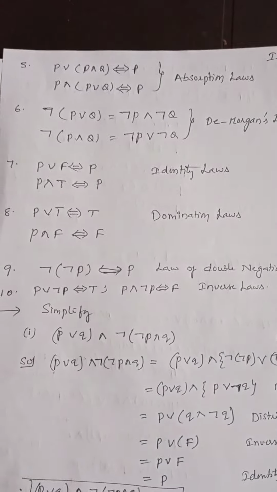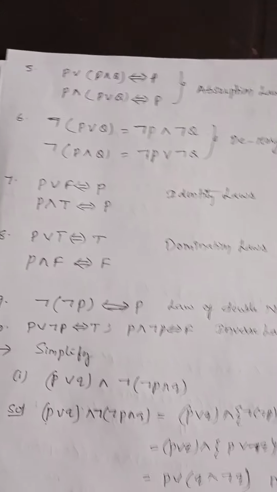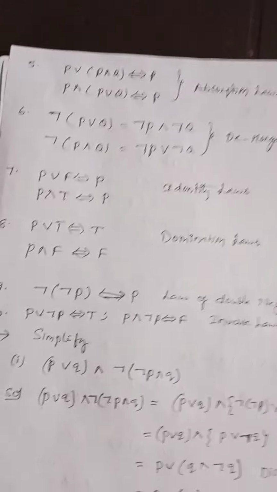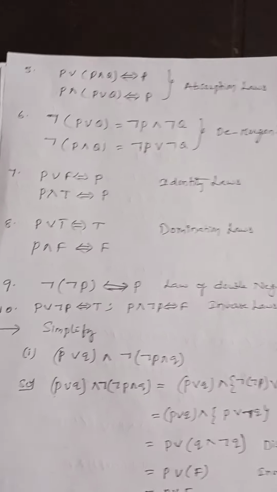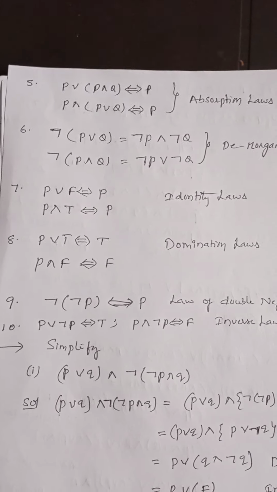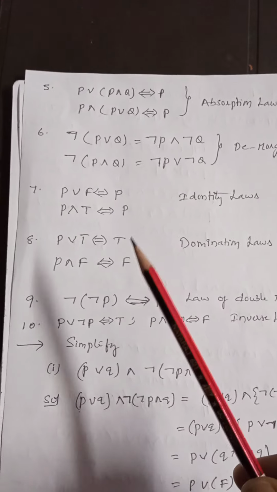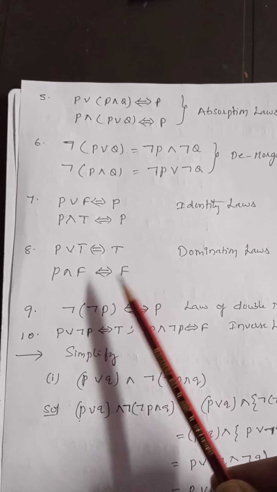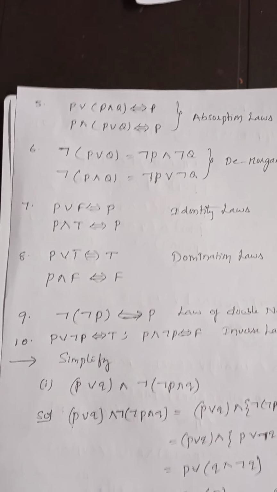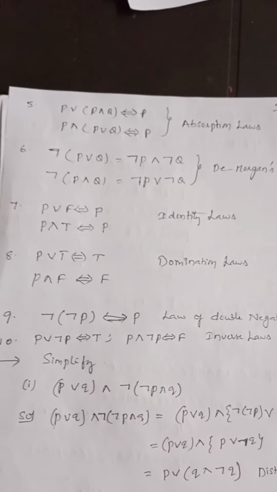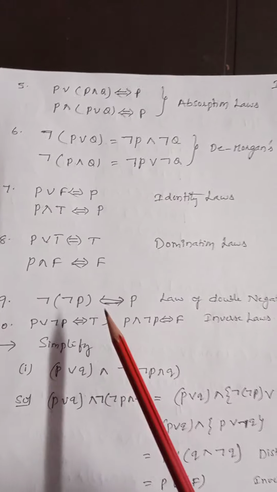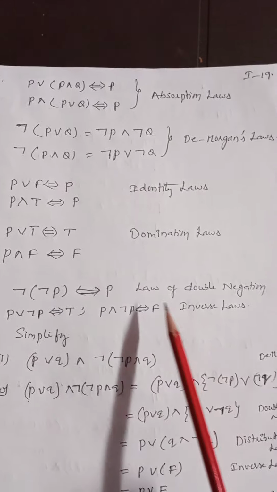Next, identity laws. P or false is always equal to P. P and true is always equal to P. Right? Now, P or T is equal to true. P and false is equal to false. Now, these are called domination laws. Now, negation of negation P is equal to P. This is called the law of double negation.